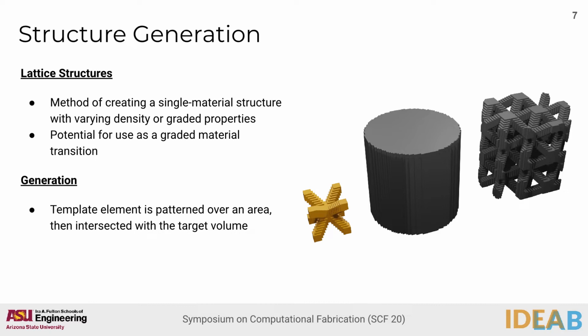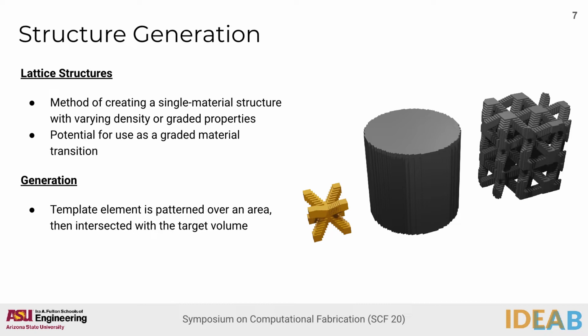After adding this basic functionality, our first main structure of interest is a lattice structure. This is a method of building a structure using a repeating tileable element. This provides a method for creating a single material structure that has varying density or graded properties by varying the element size or member thickness of these tiled elements. It also has the potential for use as a graded material transition, since you can combine a graded lattice structure with its negative to get two interlocking components.